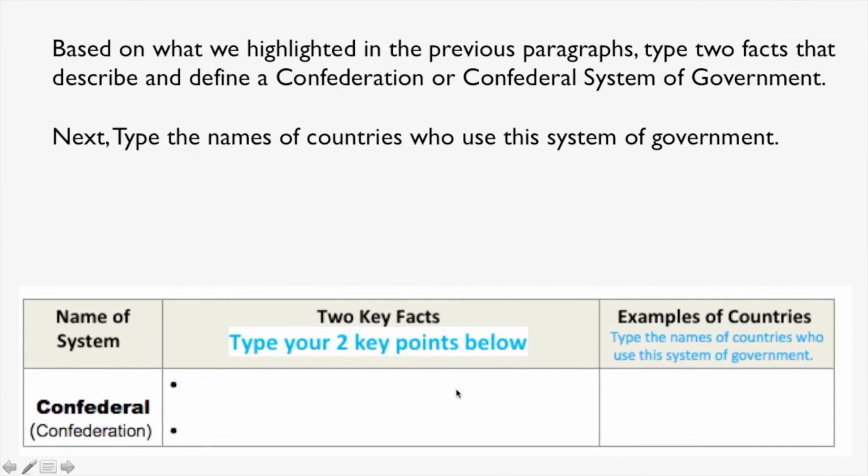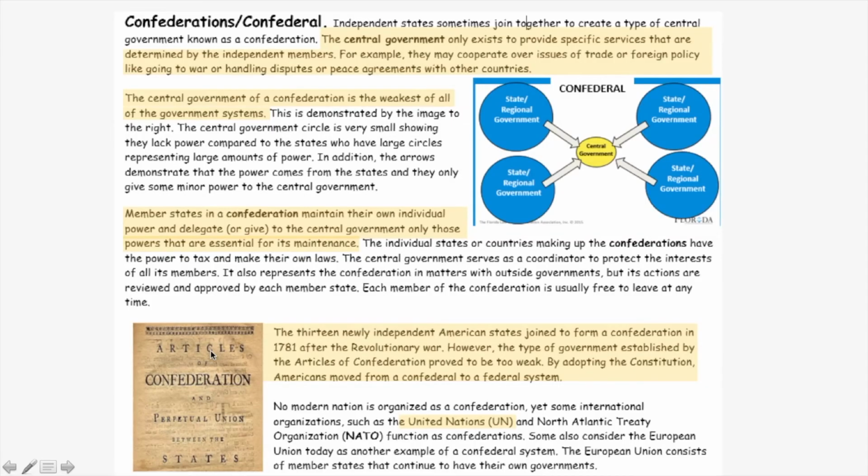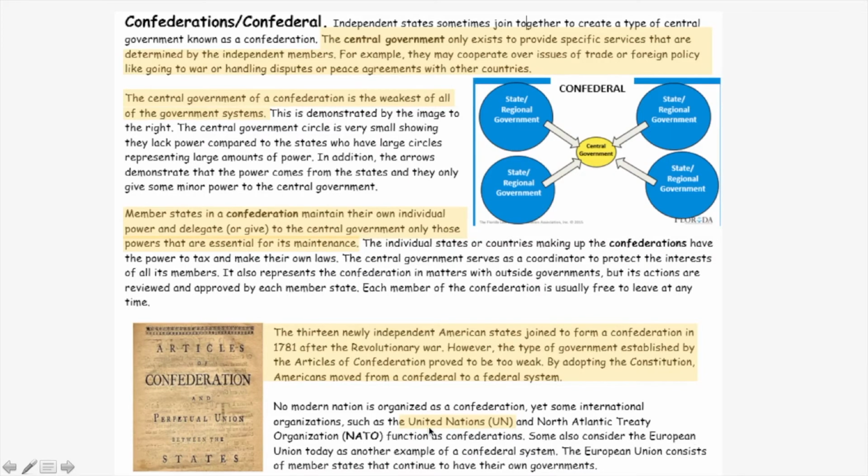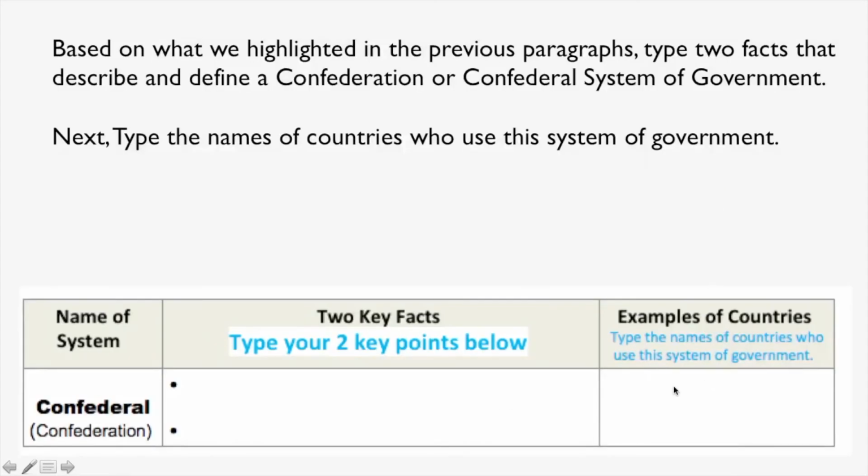All right, guys. So take 2 facts that you learned from this page, and you're typing them down here, and then you're writing in what kind of example country. So it says no modern country, but you still need to explain like, well, okay, so the European Union, NATO, and this one is important, United Nations. That's why I highlighted it, because there's a question on it. The United Nations is an example of a confederal system.